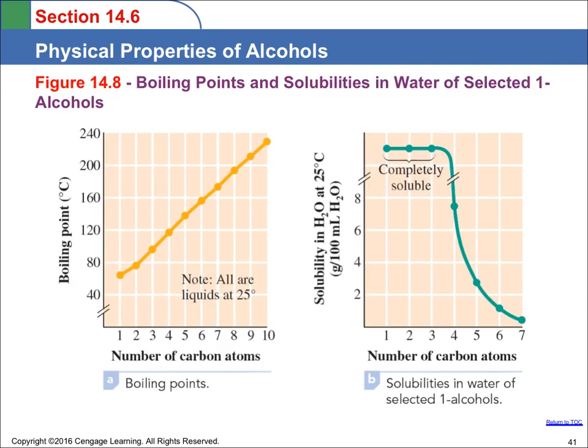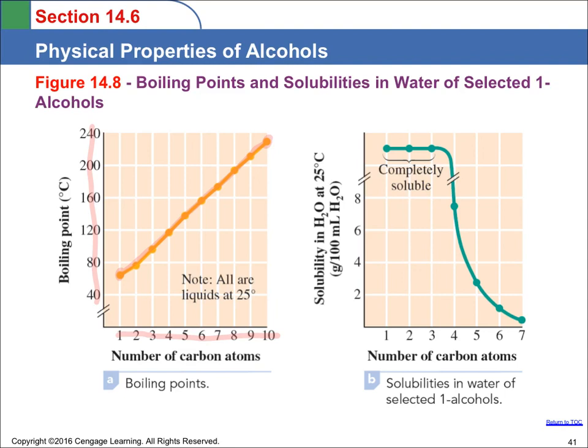So here's an example of boiling points and solubilities as far as graphs go. What we have across the x-axis is number of carbon atoms versus boiling point on the y-axis. Notice that as the number of carbons gets bigger, the boiling point also gets bigger. It's almost a linear trend.